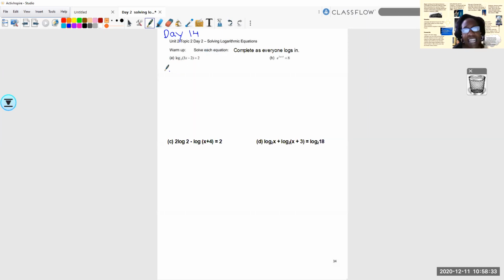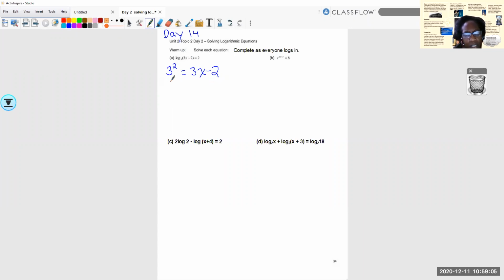Everybody should be thinking aloud: convert into exponential form, or rewrite into exponential form. So we drop down that base, which is 3, to the second power equals our argument, which is 3x minus 2. Notice the log expression is gone. We want to classify this type of equation. This is linear because we have a single x to the first power. And we just simplify and move on.